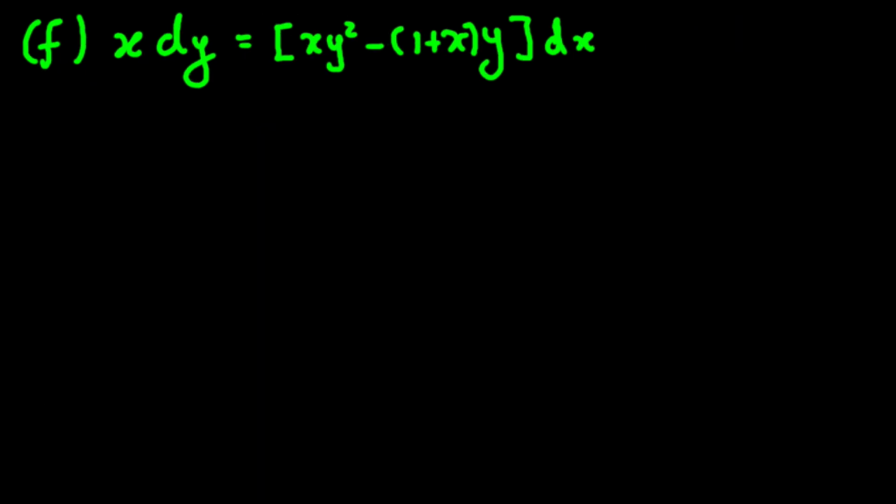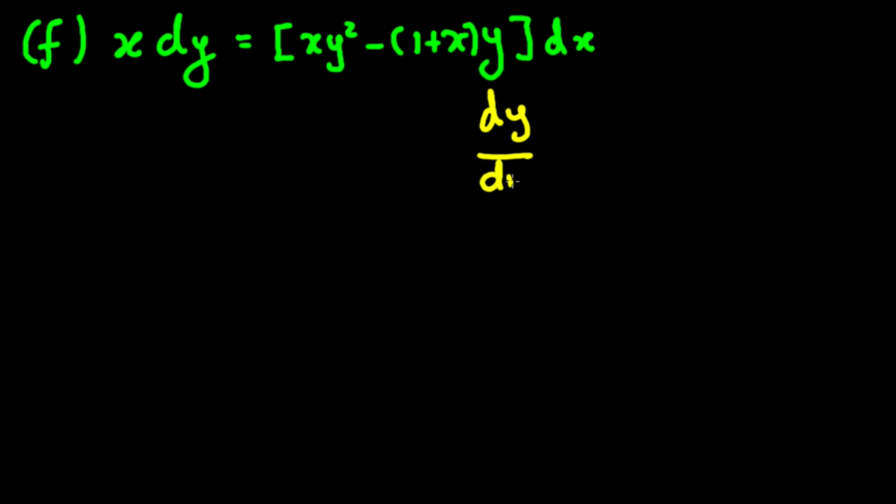Now let's go ahead and look at the next one. Here we have x dy equal to xy square minus 1 plus xy dx. Now this is a Bernoulli's differential equation, and as I mentioned before, the Bernoulli's differential equation pattern will look like this. We will have a linear differential equation pattern, and at the end we will have a multiplication of y power that's not equal to 0 or 1. Now let's go ahead and look at this one.